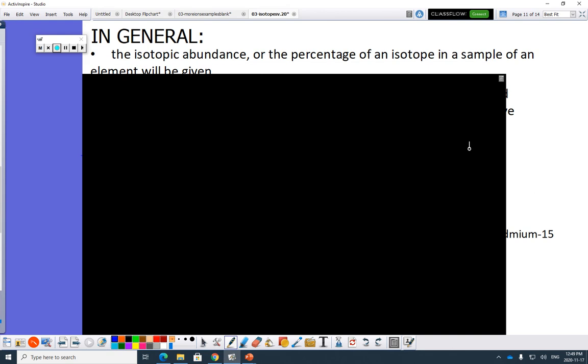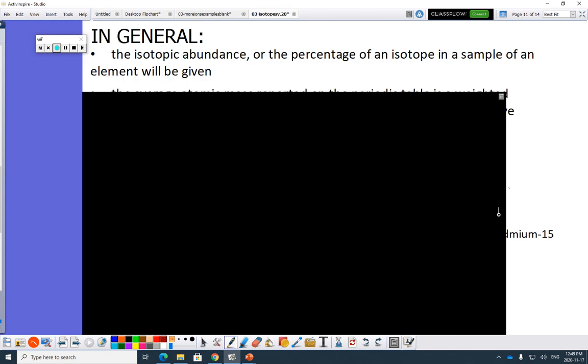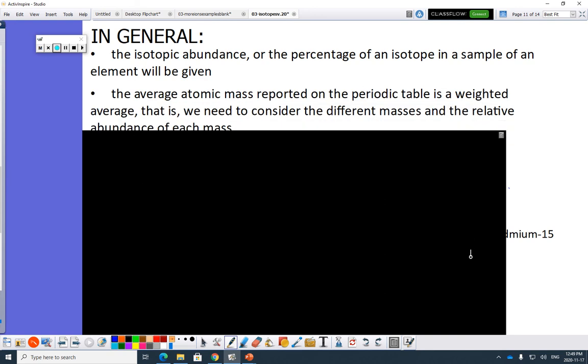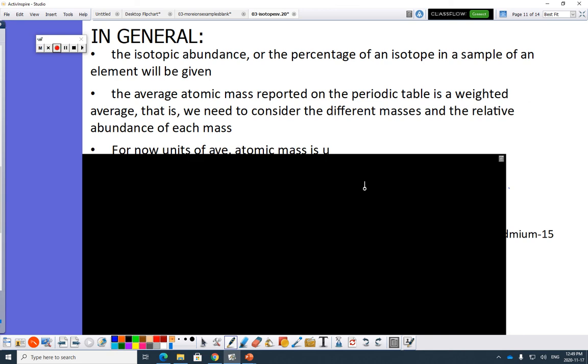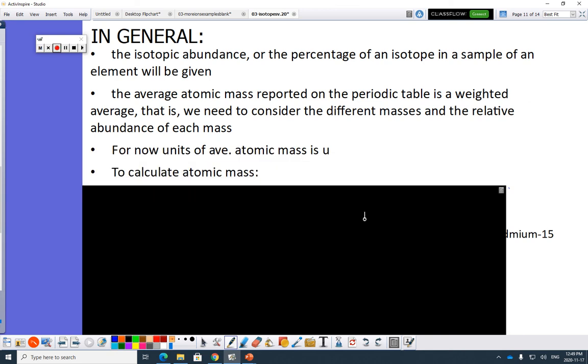Okay, so let's say it's right there. You're given the isotope percentage. And so when you have the average atomic mass reported on the periodic table, we're going to consider both the masses and the relative abundance. We're going to use, for now, we'll just use U. That's what your textbook does, so we'll just stick with that, okay?